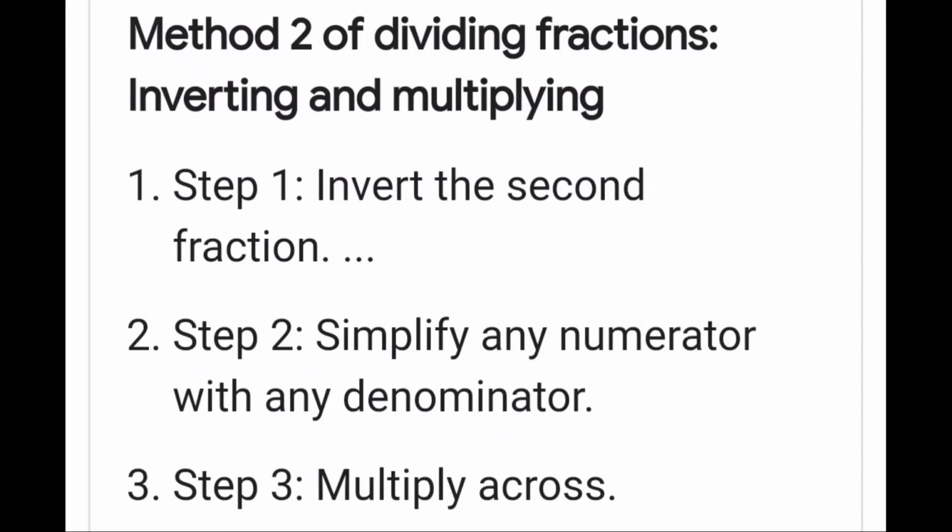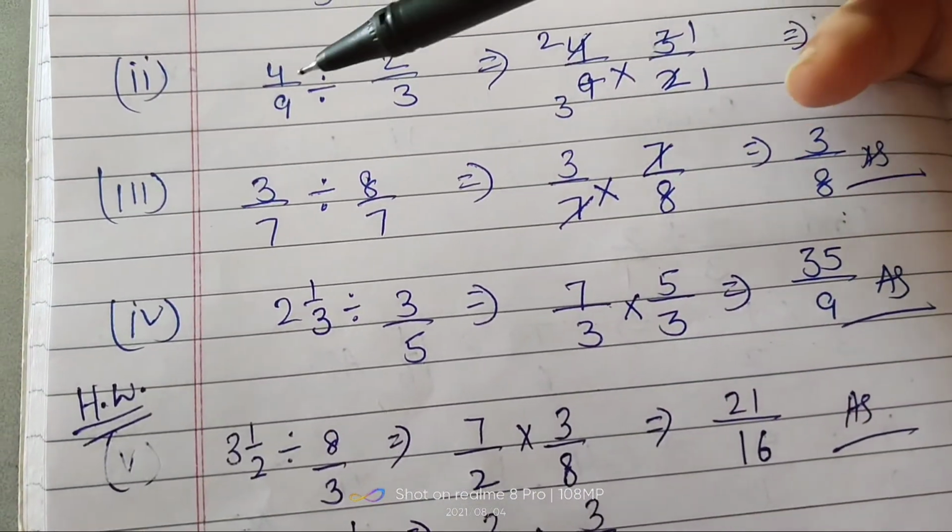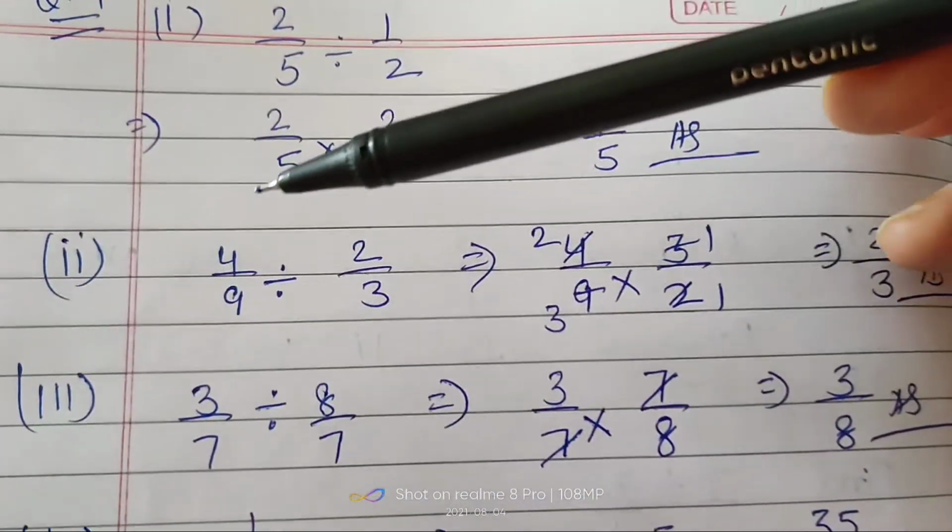Now dividing fractions: inverting and multiplying. Firstly in division we invert the second fraction, then simplify any numerator with any denominator and multiply across. We will discuss division of a fraction by a fraction.